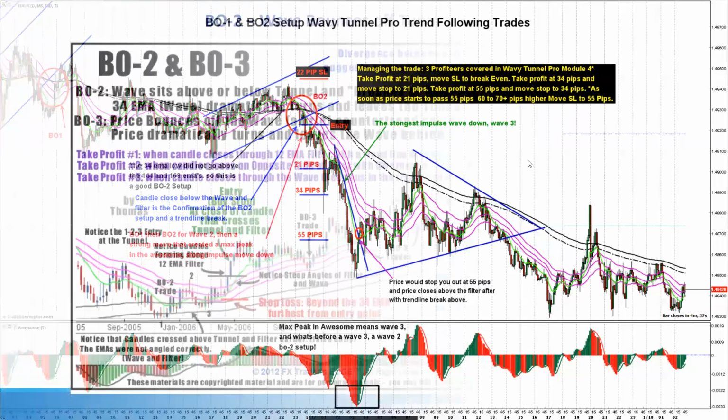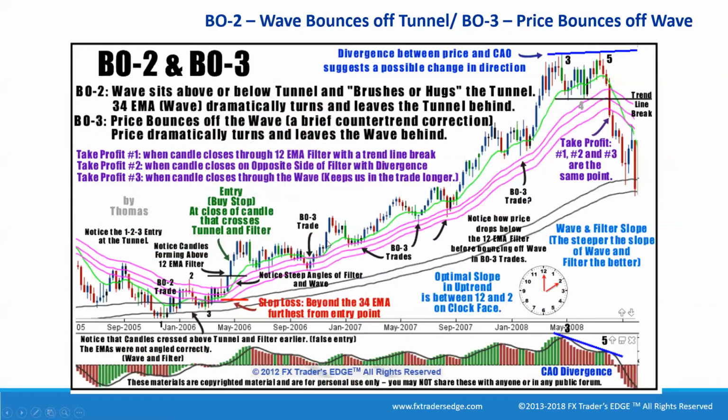So let's move on to breakout 3 now. On this chart, we have breakout 2 and breakout 3. We've discussed breakout 2, and the breakout 3 trades are bounces off the wave. That's what they are. Breakout 3, price bounces off the wave, a brief counter trend correction. Price dramatically turns and leaves the wave behind. So these are all opportunities to buy. All opportunities to buy.